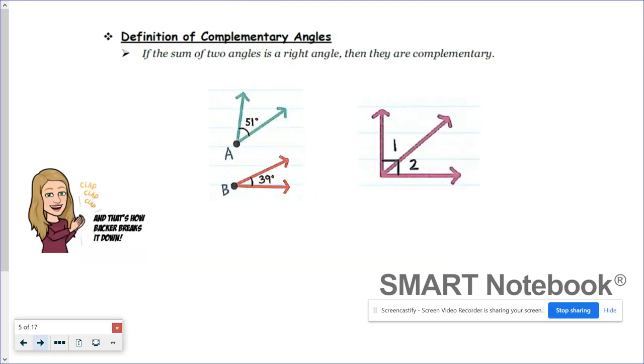There's the definition of complementary angles. If the sum of two angles is a right angle, then the two angles are complementary. You've seen how we can prove that, and you see how we can apply that.